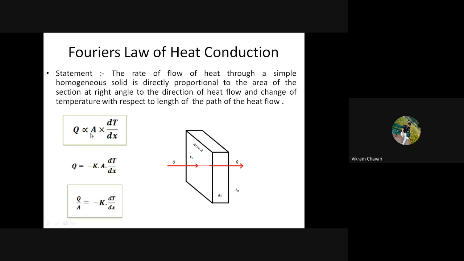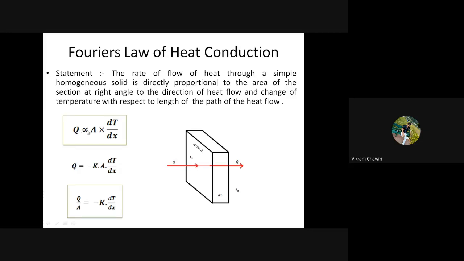So Q is directly proportional to, Q is nothing but what? Rate of heat transfer. Q is directly proportional to capital A. A is nothing but the perpendicular surface area for the heat transfer. And it is directly proportional to temperature difference with respect to length of path of heat flow. Length of path of heat flow is nothing but the thickness of that particular slab, and temperature difference is nothing but dT. dT means T2 minus T1.